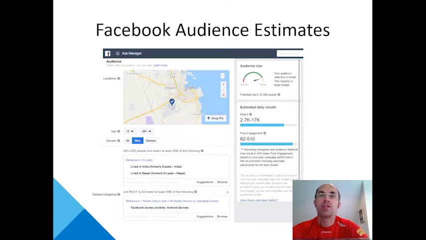In this work, we combine social media data and satellite imagery. So what type of social media data? We're using Facebook audience estimates. So let me explain this.